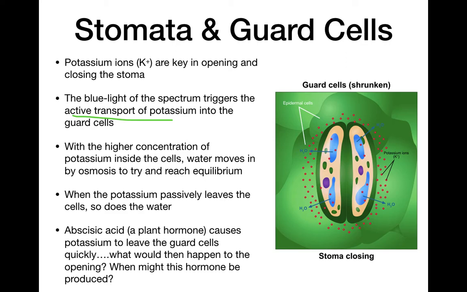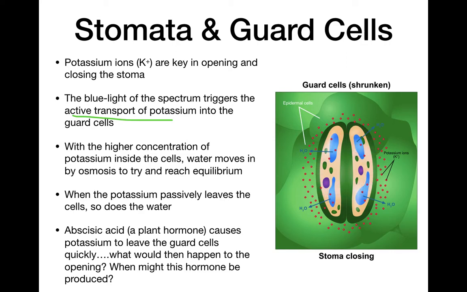Okay, so when potassium leaves the guard cells, what's going to happen to the opening of the stoma? And when would plants make this hormone? So pause the video and think about this. So if the potassium leaves quickly, then the water is also going to leave. And when the water leaves, the whole stoma is going to close because now it's become flaccid. There's not enough structure there to hold it open, so it just kind of closes on itself.